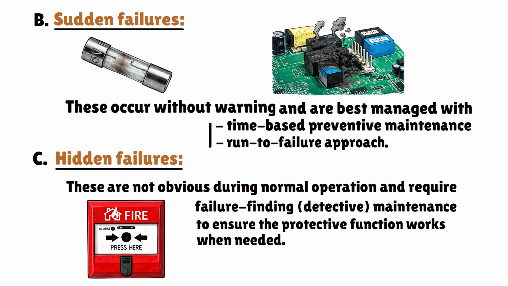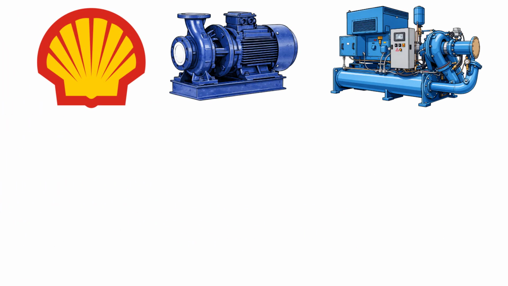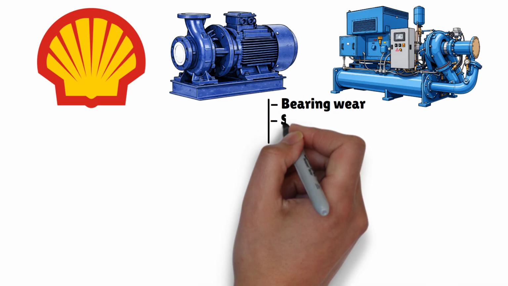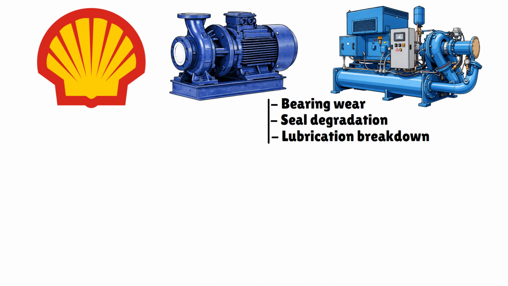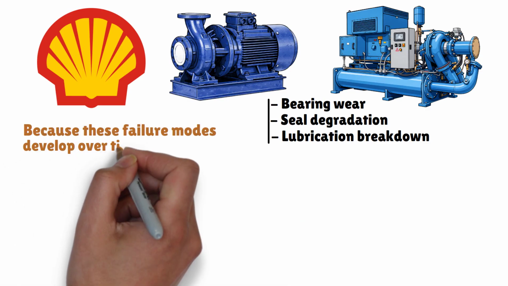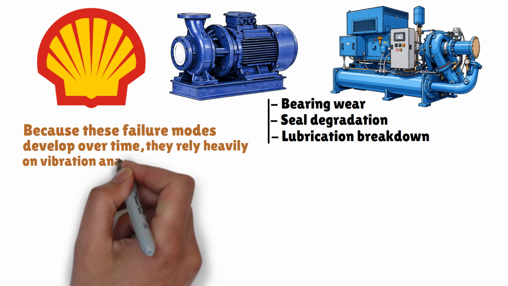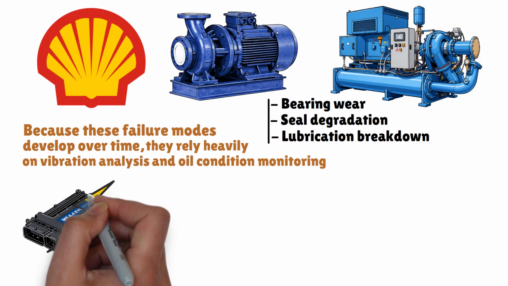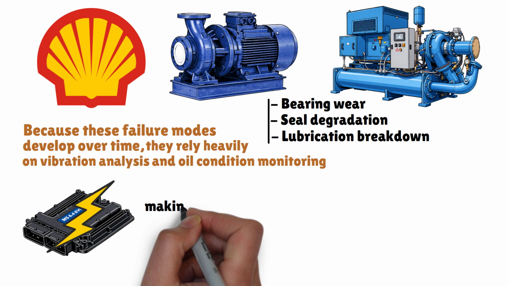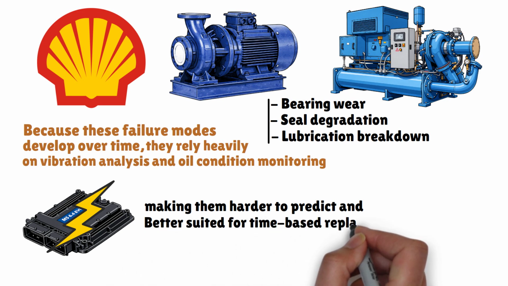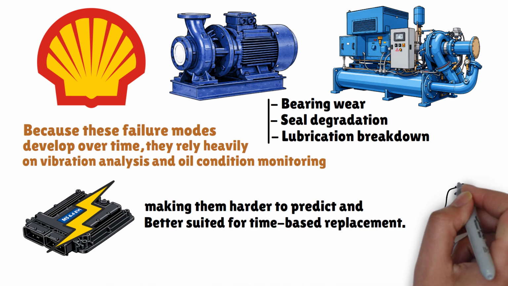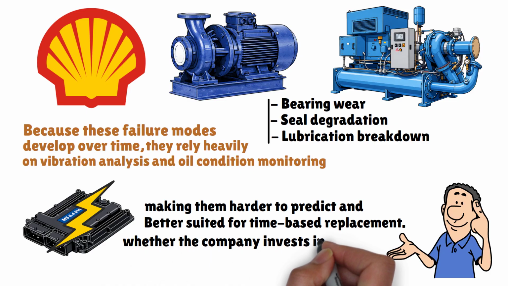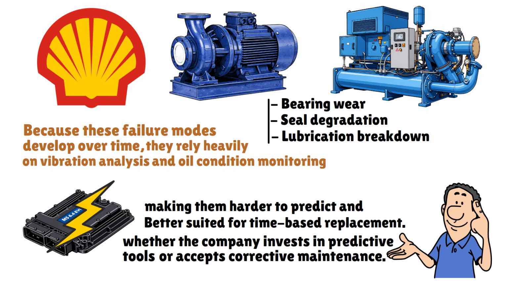For example, at companies like Shell, rotating equipment, such as pumps and compressors, often fail gradually through bearing wear, seal degradation, or lubrication breakdown. Because these failure modes develop over time, they rely heavily on vibration analysis and oil condition monitoring. On the other hand, electronic control modules in the same facilities can fail suddenly due to voltage spikes or component burnout, making them harder to predict and better suited for time-based replacement or redundancy. Understanding the failure mode determines whether the company invests in predictive tools or accepts corrective maintenance.